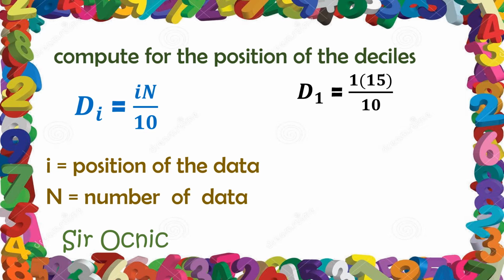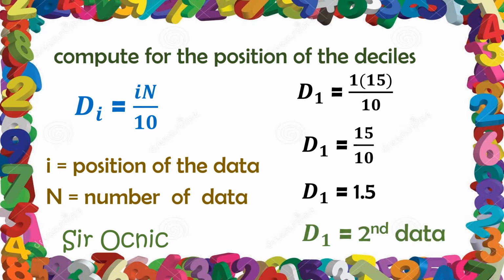For decile 1, that is equal to 1 times 15, since there are 15 total number of data or number of observations, all over 10. That is equal to 15 all over 10, which is equal to 1.5, or decile 1 is the second data or second observation.